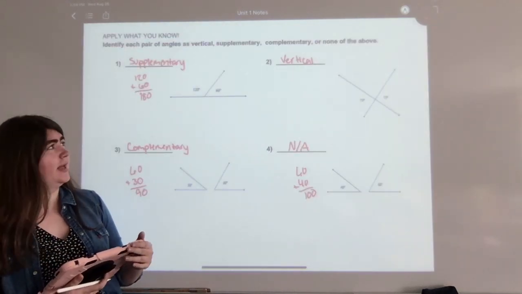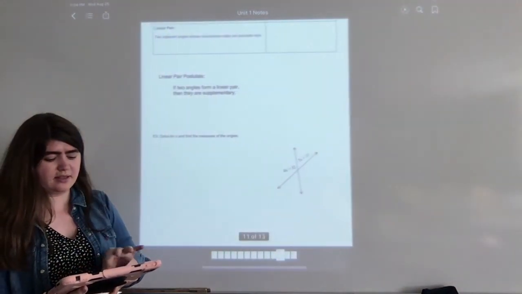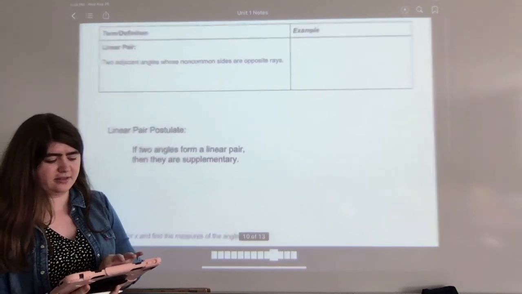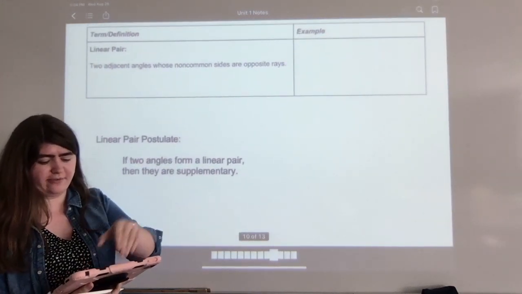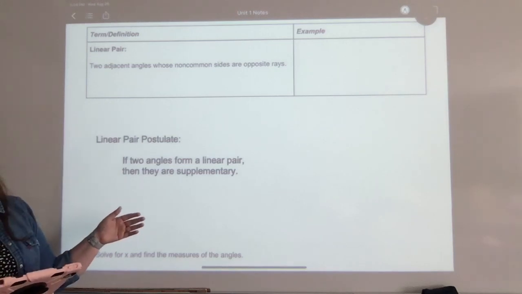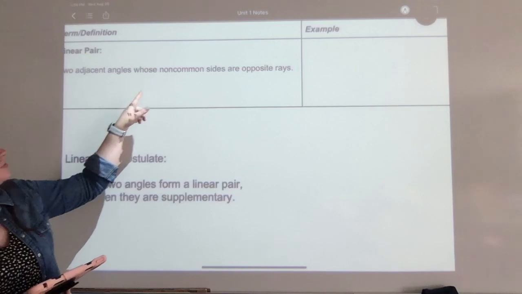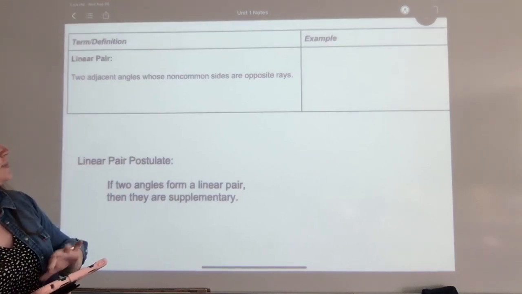All right, let's go ahead and move on to our next page here. And as I'm getting to this page, I'm realizing I said that we were finished with our definitions for this unit, but I forgot this one. We also have linear pairs. Linear pairs are two adjacent angles whose non-common sides are opposite rays.